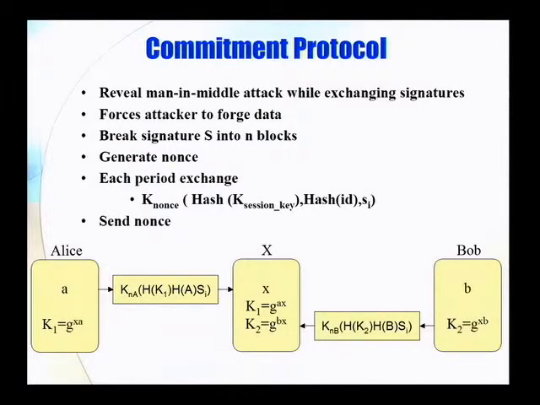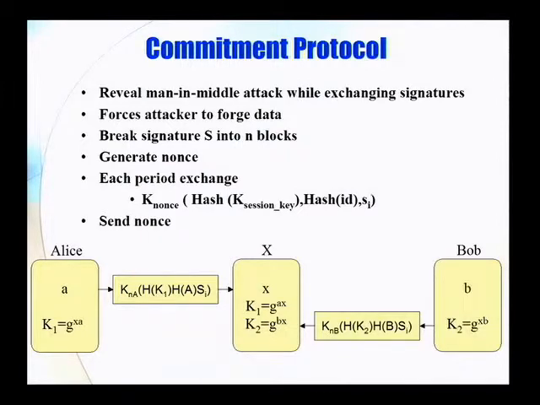It works more or less as follows. We take the signature, we break it into n blocks. We then generate a nonce, and we send each of the blocks in order. But we don't just send them like that. We take a block, and we append to the block a hash of the session key.